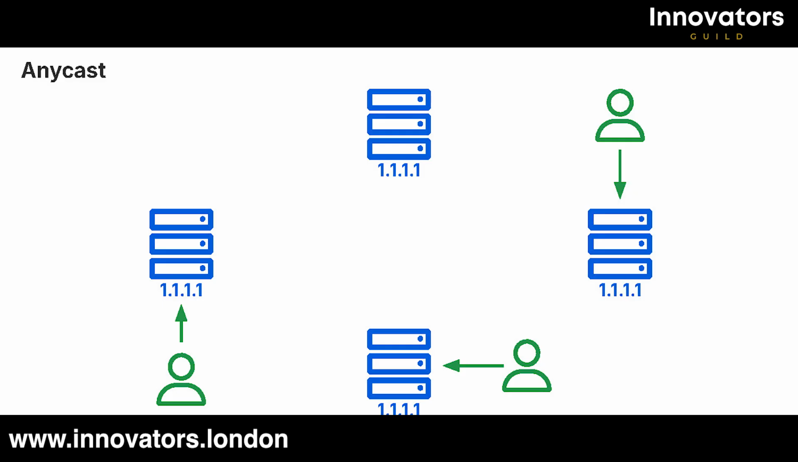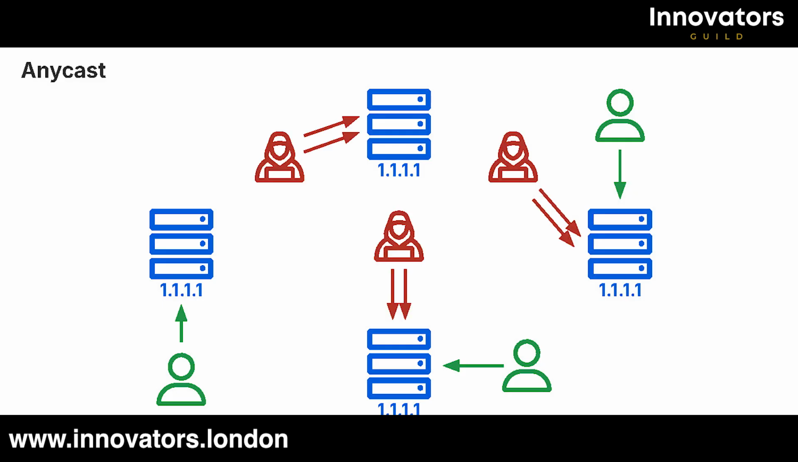And the nice property about this is that the same happens with attack traffic. If an attacker tries to attack us, they cannot attack a single location. Due to the natural properties of the internet, the traffic is distributed across all of the data centers.